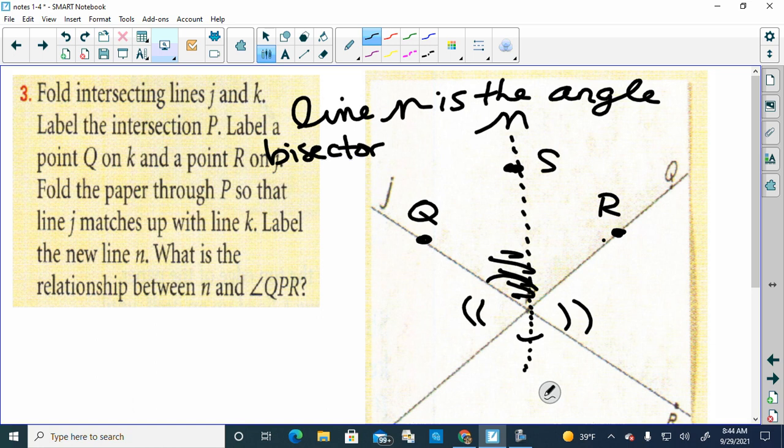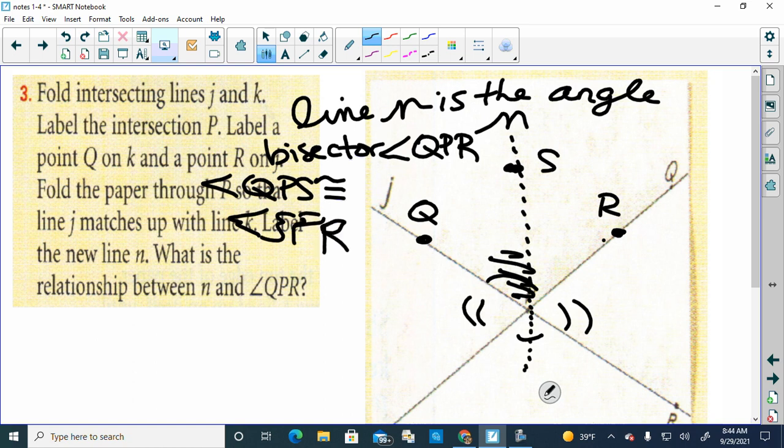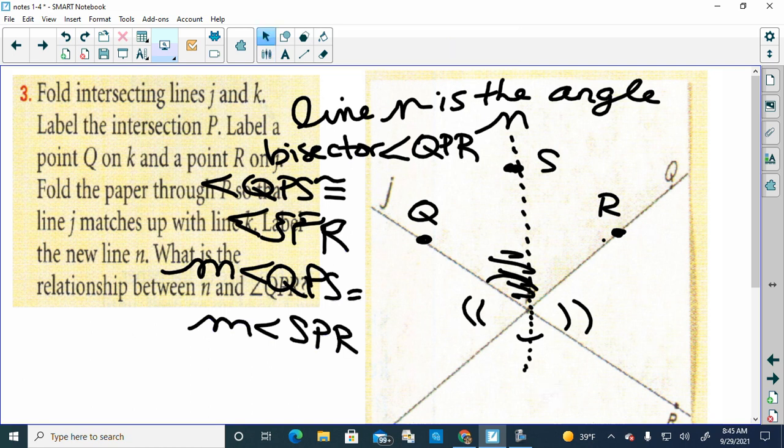Line N is the angle bisector of which angle? QPR. So line N splits angle QPR. Okay, so we have angle QPS is congruent to angle SPR. So if they're congruent, we also know that they're equal. But we write that notation differently. Remember, the m goes in front of it. So the measure of angle QPS is equal to the measure of angle SPR. Okay. And we're done with that.